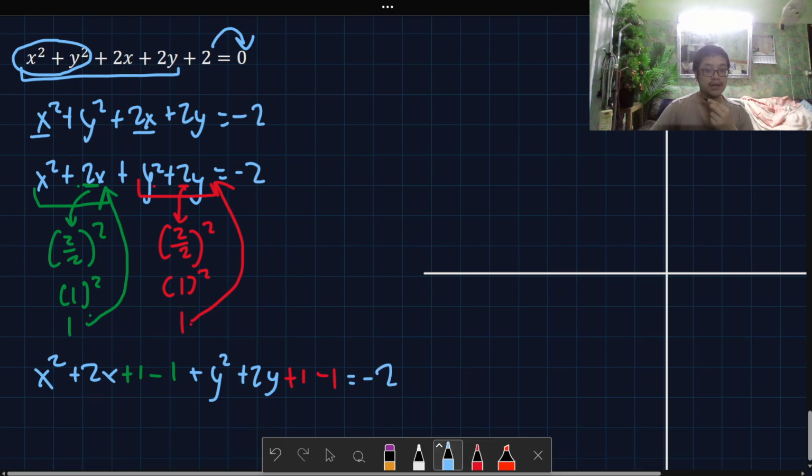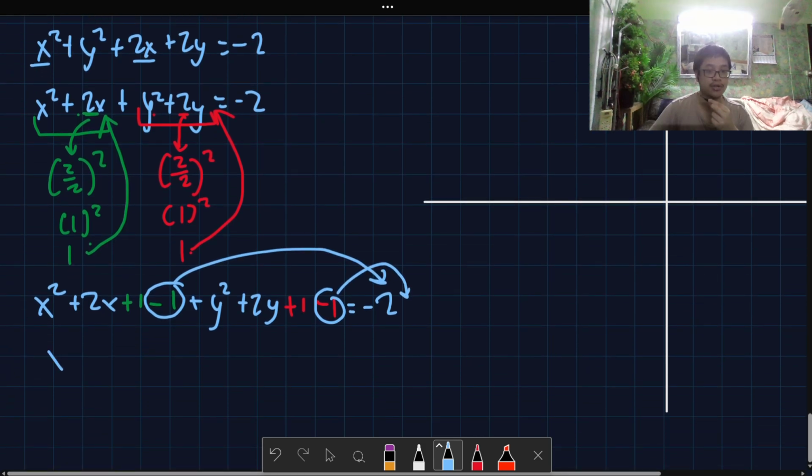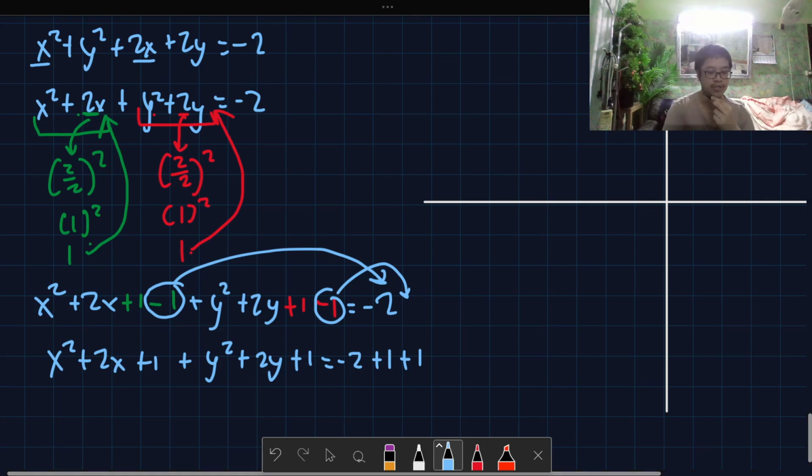Then the constant numbers that are negative, which are negative 1 and negative 1, you're going to put them on the right side. So as a result, you will have x squared plus 2x plus 1 plus y squared plus 2y plus 1 is equal to negative 2 plus 1 plus 1.